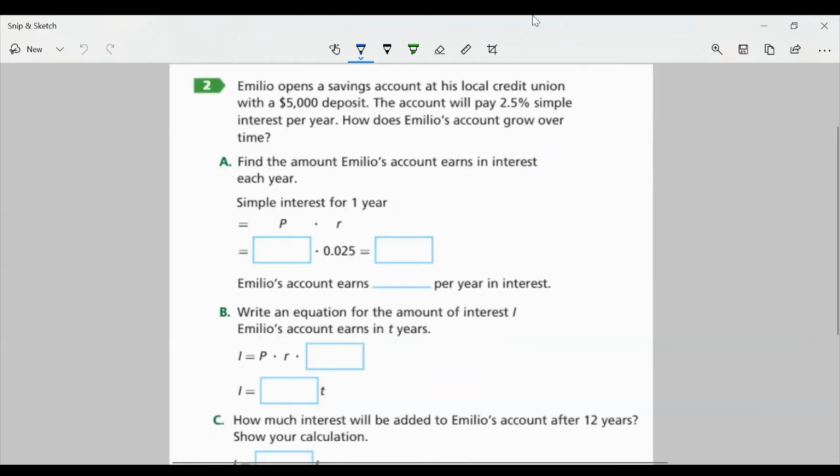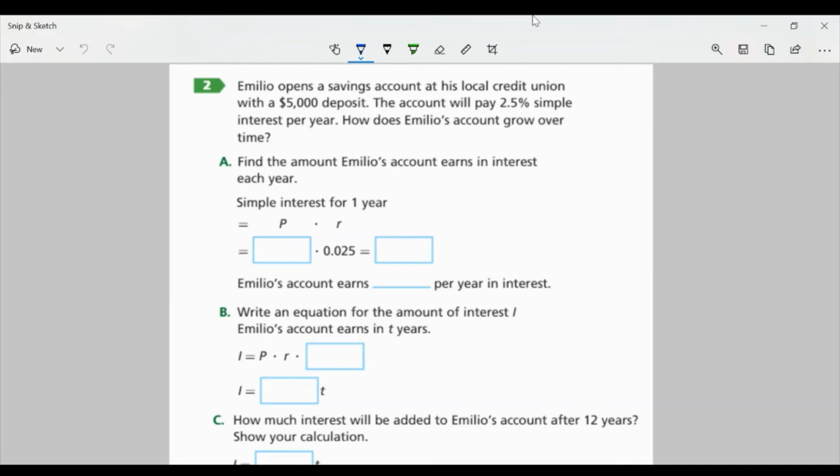Okay, so let's look at Task 2 on page 88. Emilio opens a savings account at his local credit union with a $5,000 deposit. The account will pay 2.5% simple interest per year. How does Emilio's account grow over time? Part A. Find the amount Emilio's account earns in interest each year.